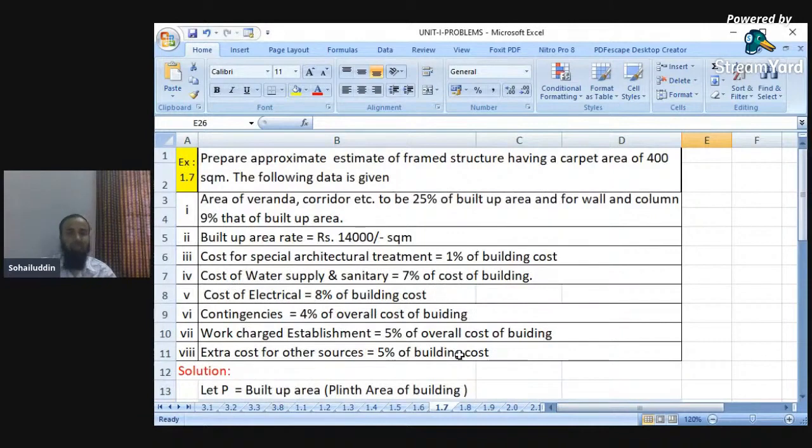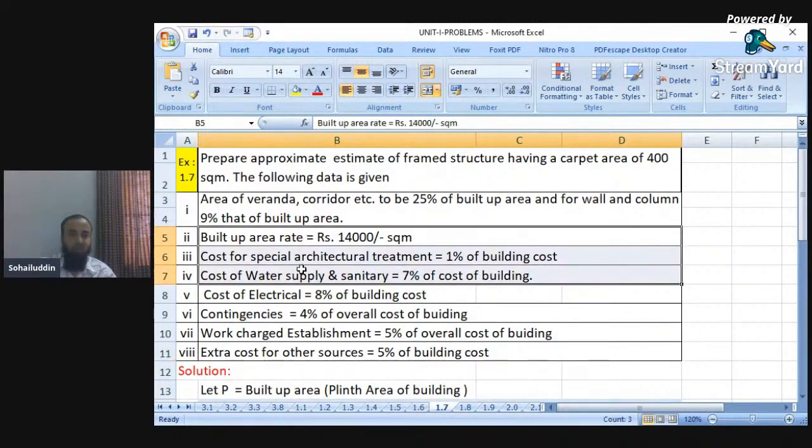in the last, but it is to be calculated from the building cost. It is just to confuse. It is to be calculated from the building cost. These heads are from building cost, and this is contingencies. It is from overall cost, and work charge is also overall cost.